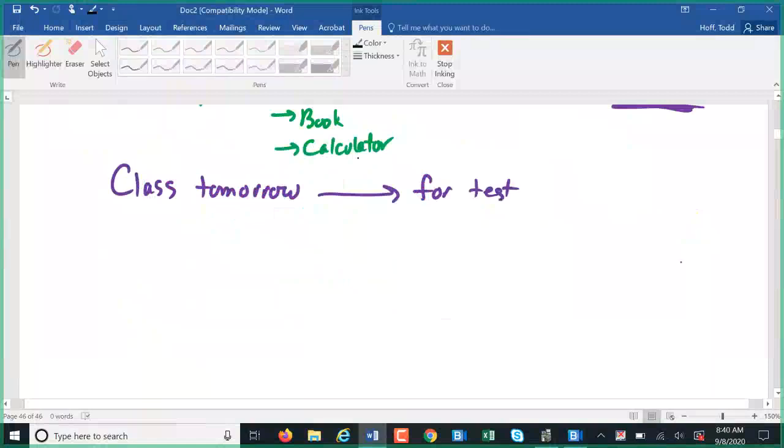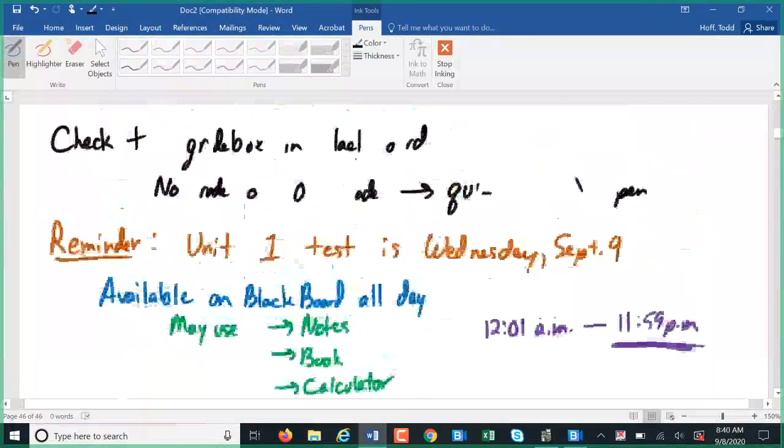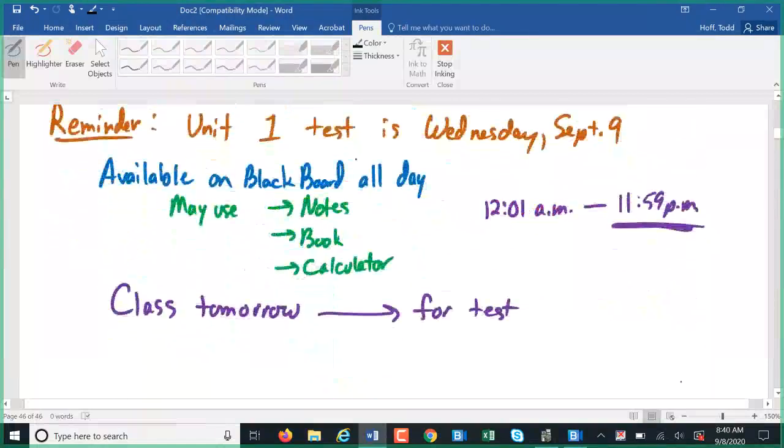Okay, well then, anybody have any questions on how the test is going to work or what they need to do for the test? It'll be just like the quizzes. You download it, complete it, load it back in.